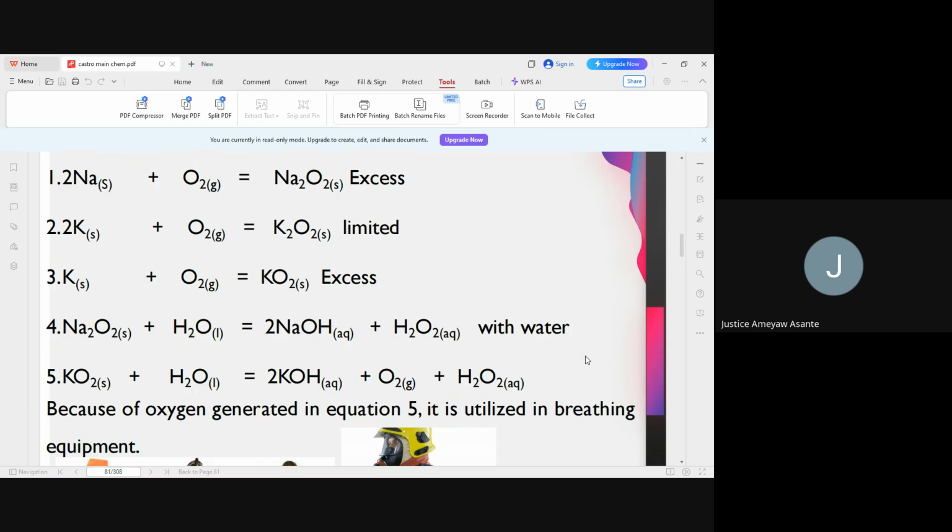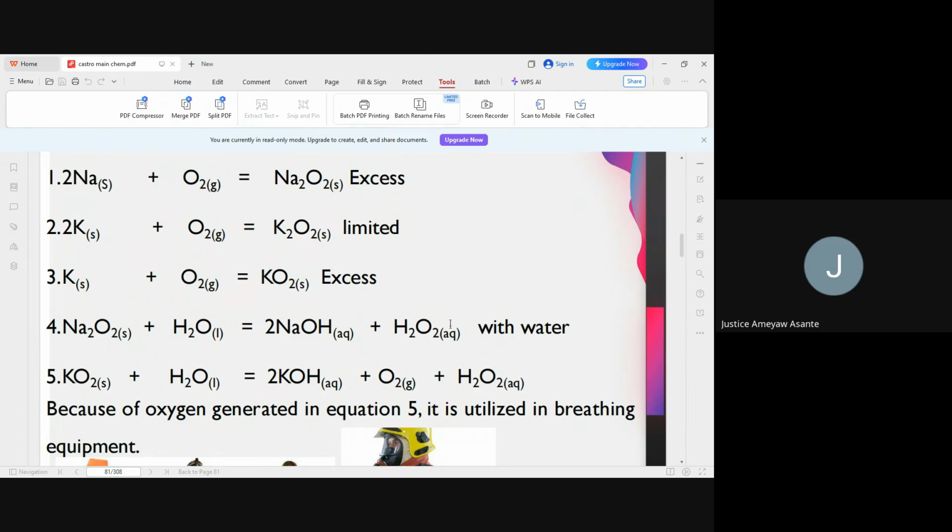Okay. Now, when the oxides are based with one element form, and you put them in water, they are soluble. So sodium peroxide in water will give you sodium hydroxide, which is the base. And when you have sodium peroxide and you put it in water, you are going to form sodium hydroxide and hydrogen peroxide.